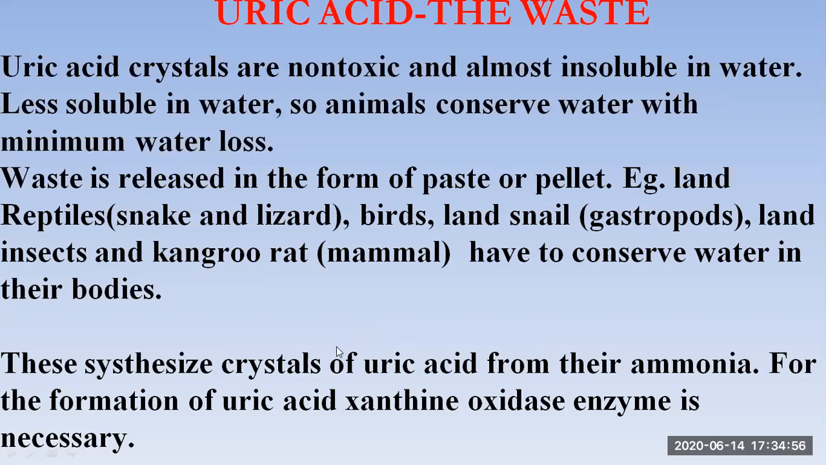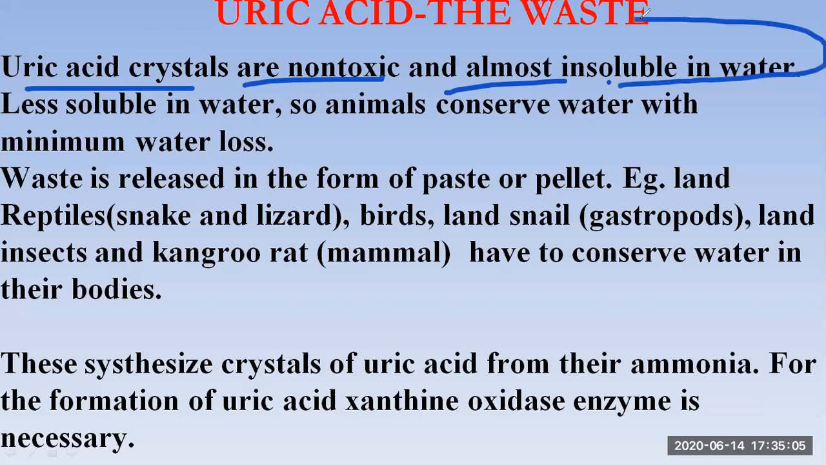So toxicity and solubility both are the very least. Uric acid crystals are non-toxic and almost insoluble. Simply, you can say this is not soluble in water, insoluble, less soluble in water. So animals conserve water with minimum water loss. It means animals can store these substances because toxicity is very low, so it can be stored inside the body.